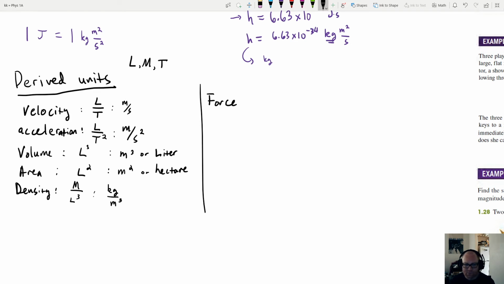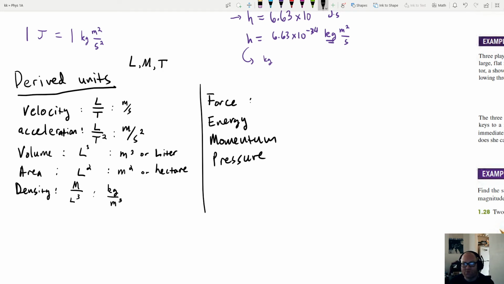We've got force. We've got energy. We've got momentum. We've got pressure. I don't know. What else do we have? That covers most of the things that show up on 1A, I think.